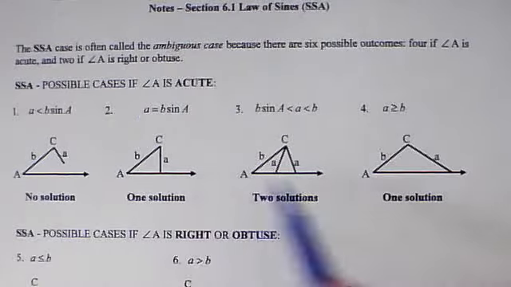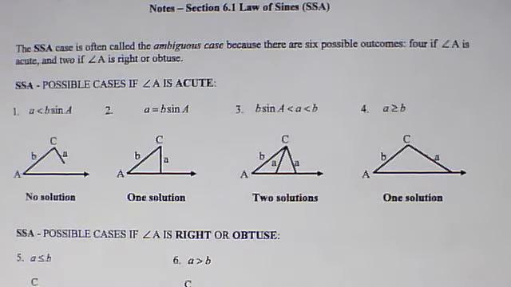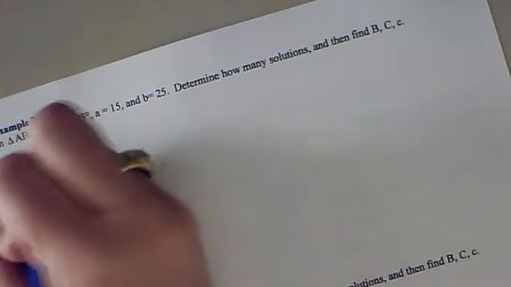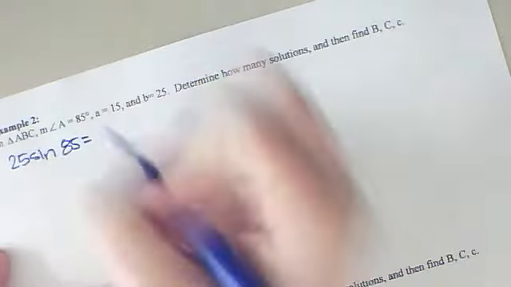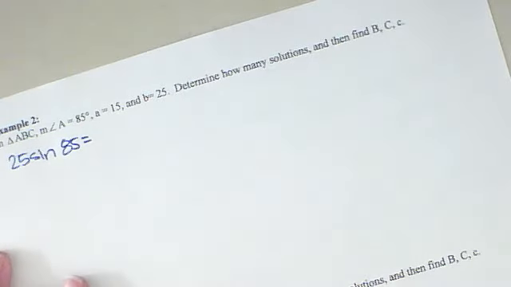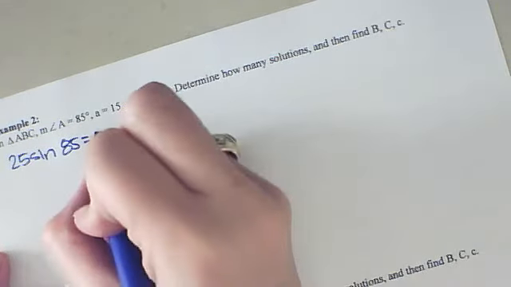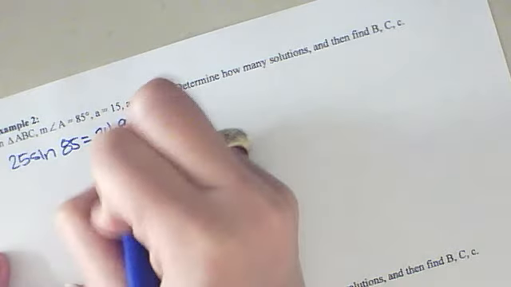We're going to have to test which one of these is true by finding the b sine A. So I'm going to do 25 sine of 85. Plug that in my calculator. Again, be sure that I am in degrees. And that value is 24.9.